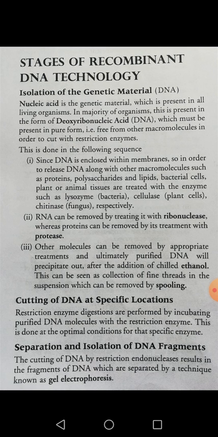The first step is isolation of genetic material or DNA. Now, as I mentioned earlier, the nucleic acid is the genetic material which is present in all living organisms, and in most of the living organisms it is present in the form of deoxyribonucleic acid. So we can say that RNA is also a kind of genetic material in some of the organisms, but in most of the cases the genetic material is DNA or deoxyribonucleic acid.